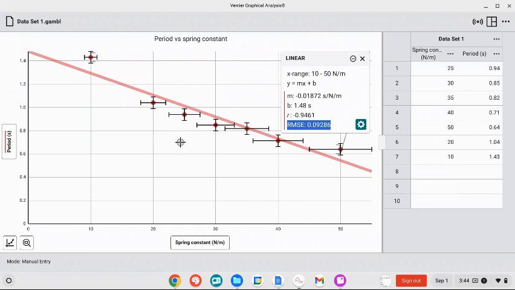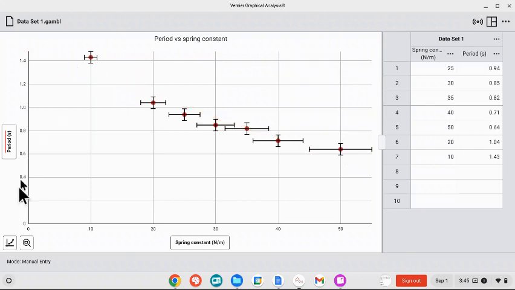Does it fit is one of the tests, and does it make physical sense? If we were to zoom out, we'd have an x-intercept over here, which would mean that at some spring constant, we would end up having a negative period of time. And that also does not make any sense. So the linear fit, bye, it's gone.